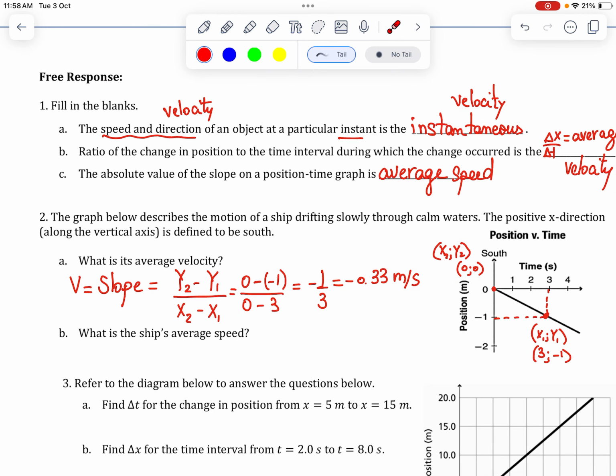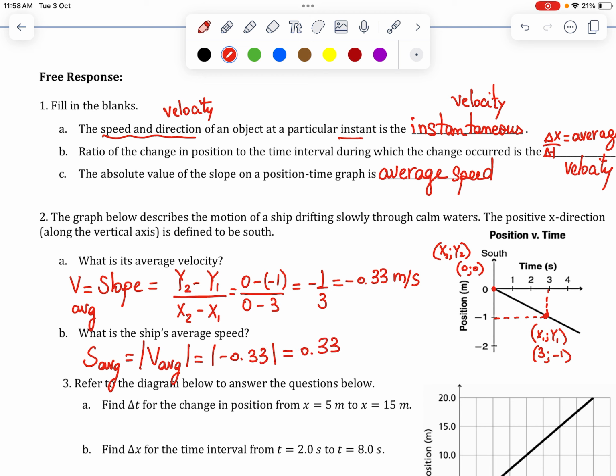However, the ship's average speed comes as follows. It should be the absolute value, so S average, which means the average speed, is actually the absolute value of the average velocity, which is the absolute value of negative 0.33. Here it is 0.33, also the same unit.